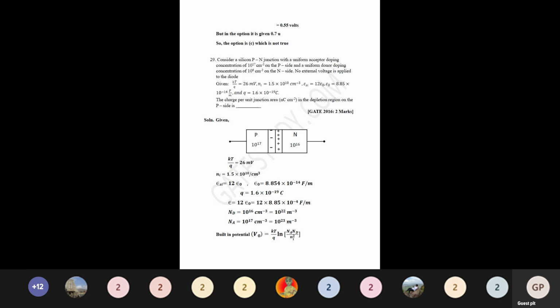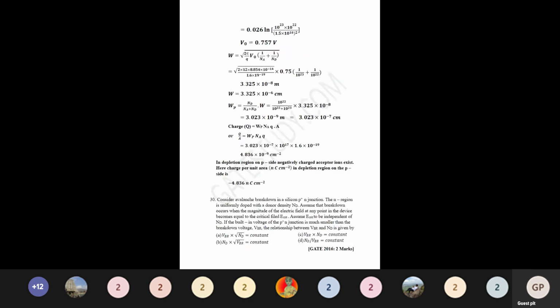So kT by q is 26 millivolt, ni is 1.5 into 10 to the power 10 per centimeter cube. Epsilon silicon is equal to 12 into epsilon naught, and epsilon naught is 8.854 into 10 to the power minus 14 F by m. Nd is 10 to the power 16 per centimeter cube and Na is 10 to the power 17 per centimeter cube. The inbuilt potential equals kT by q ln of Na Nd by ni square. So the value is 0.026 into ln of 10 to the power 23 into 10 to the power 22 by 1.5 into 10 to the power 16, the whole square. V naught value will be 0.757 volt.